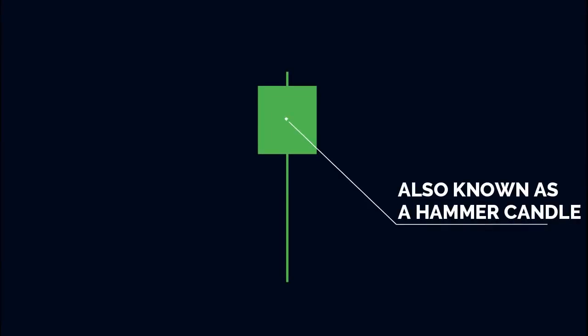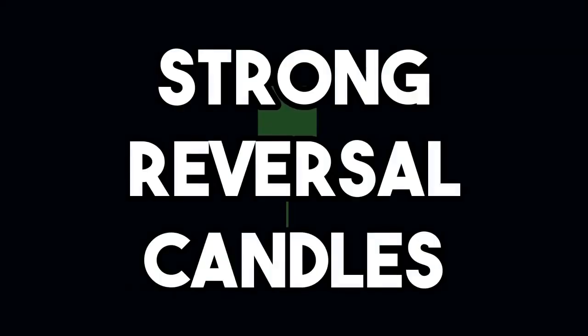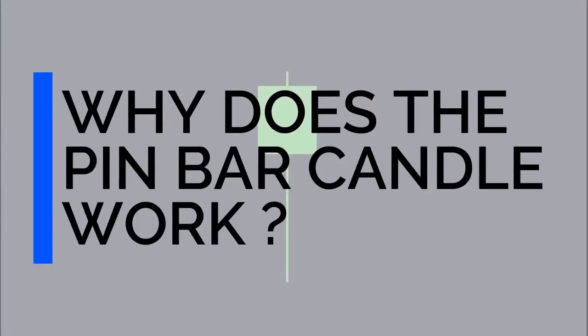This is how the pin bar candle looks. We can see that the pin bar candle closely resembles a hammer. That's why it is also known as a hammer candle. Now, pin bars are strong reversal indicators. Therefore, if we can successfully identify a pin bar candle, we could catch a trend reversal. So, why does the pin bar candle work? Let us understand the logic behind it.